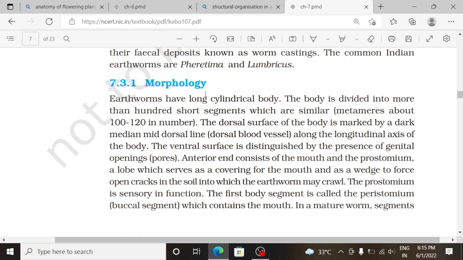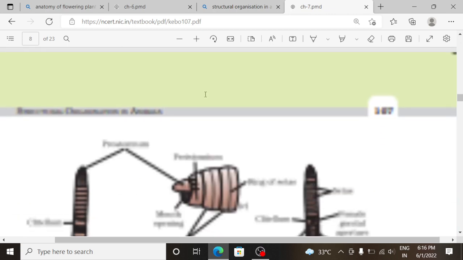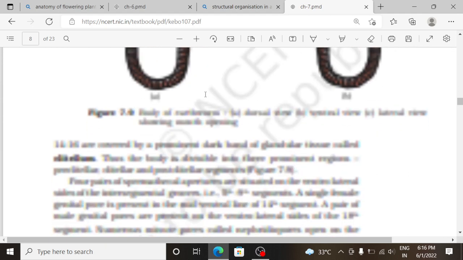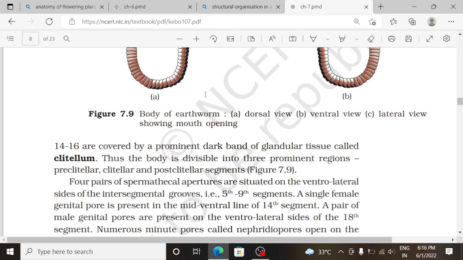The ventral surface is distinguished by the presence of genital openings or pores, and the anterior end consists of the mouth and the prostomium, a lobe which serves as a covering for the mouth and as a wedge to force open cracks in the soil into which the earthworm may crawl. The prostomium is sensory in function. The first body segment is called peristomium, that is the buccal segment, which contains the mouth. In a mature worm, segments 14 to 16 are covered by a prominent dark band of glandular tissue called clitellum.